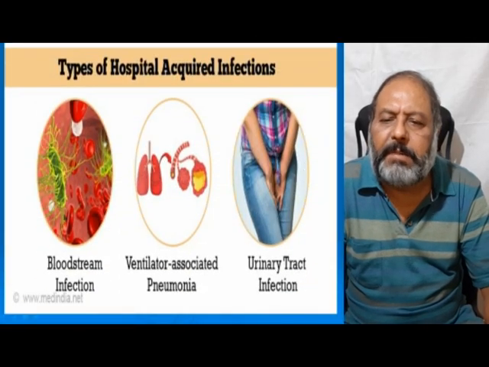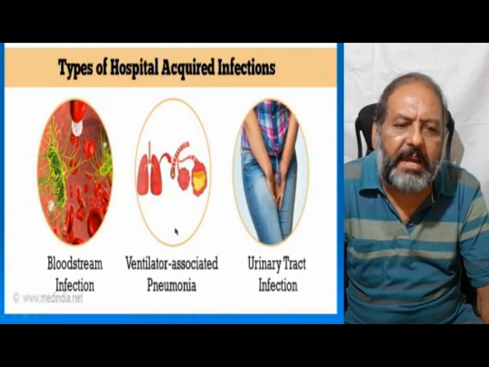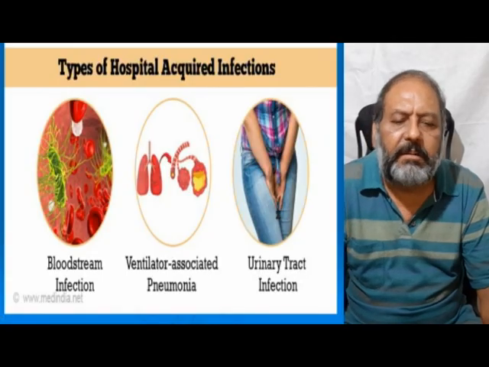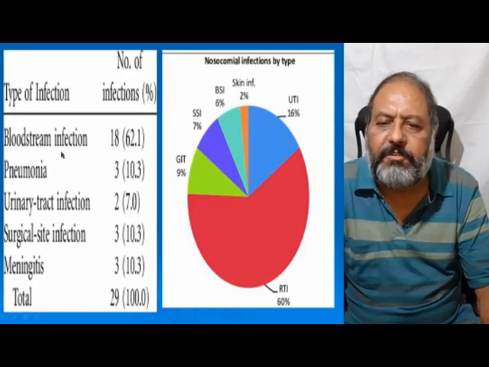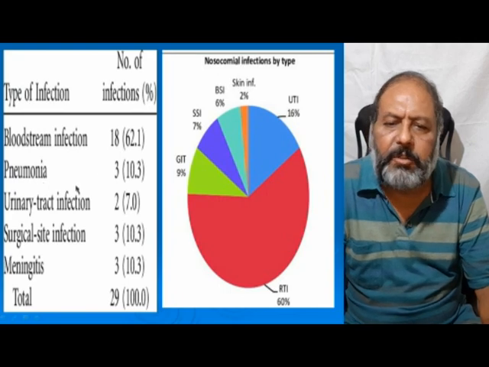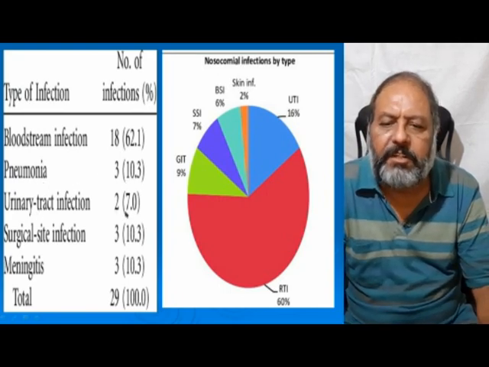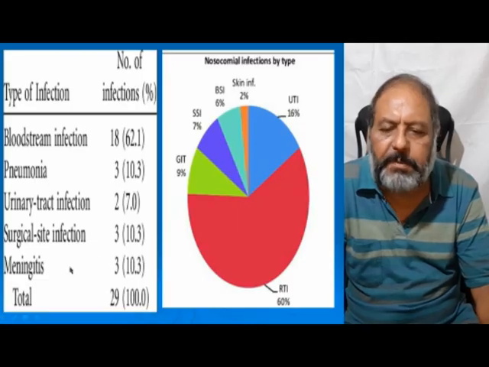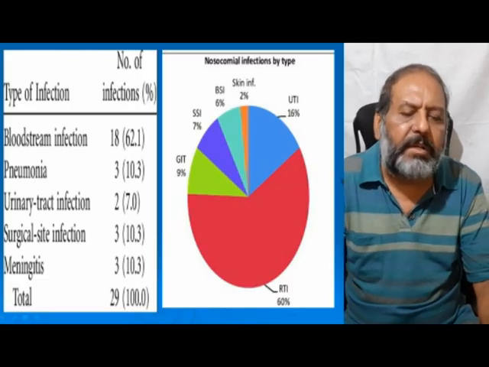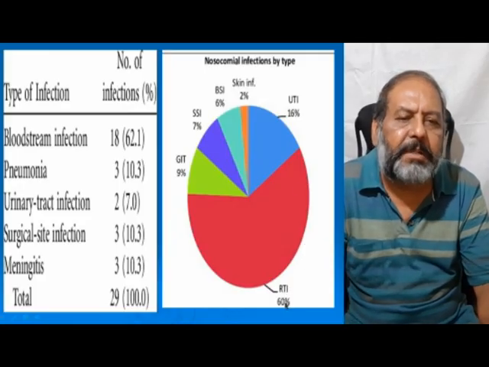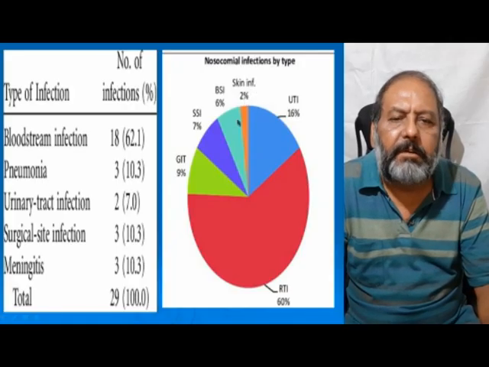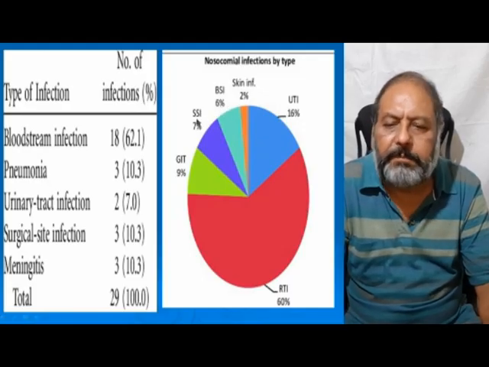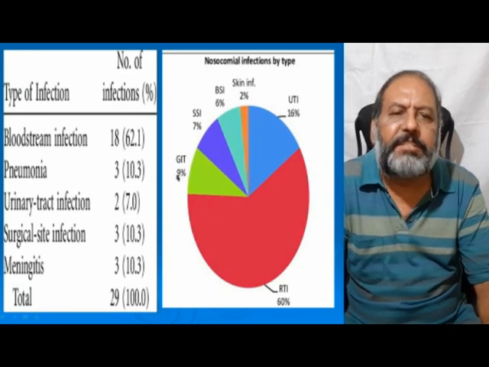Here one can see the bloodstream infection, the ventilator associated pneumonia, VAP, and the urinary tract infection, which are very common. And if we go by type of infection and the percentage: bloodstream infection 62.1%, pneumonia 10.3%, urinary tract infection 7%, surgical site infection 10.3%, meningitis 10.3%, and that makes the total. Here one can see respiratory tract infection about 60%, urinary tract infection 16%, skin infection about 2%, bloodstream infection 6%, surgical site infection 7%, and GIT about 9%.